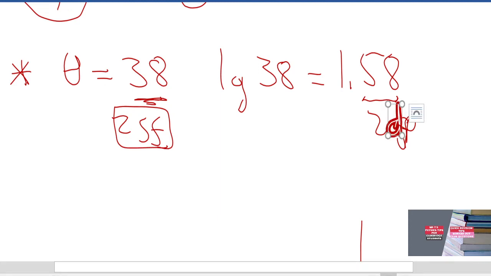Okay, so we are allowed, however, to add one more decimal place if you want. So it can be 1.580. Okay, that is that.